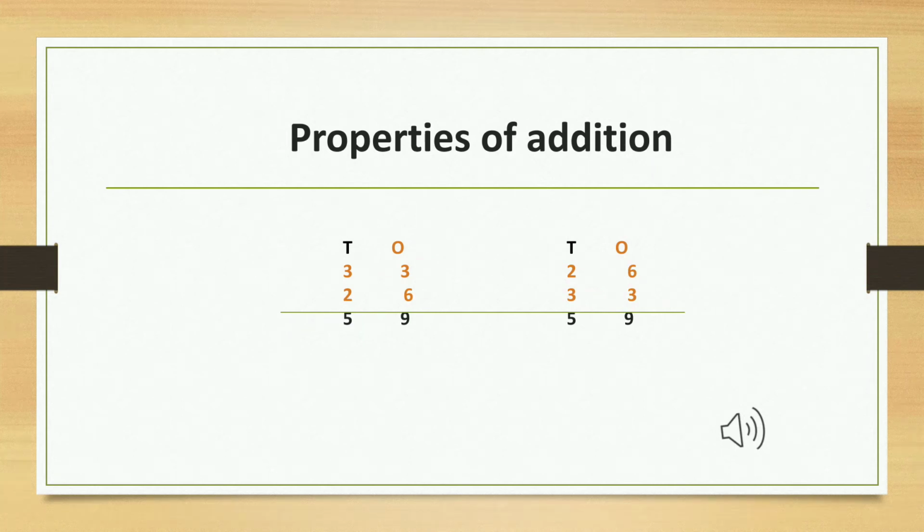The second property is the order property or commutative property of addition. Two numbers may be added in any order, the sum remains the same. In other words, you can say it doesn't matter in which order you add the two numbers, the answer remains the same in both conditions.